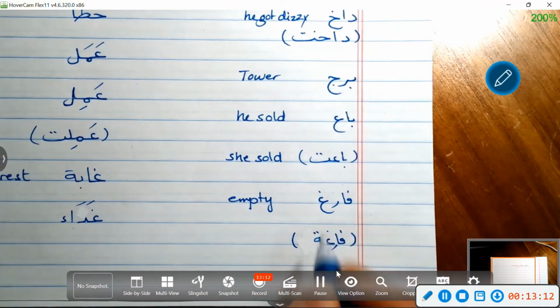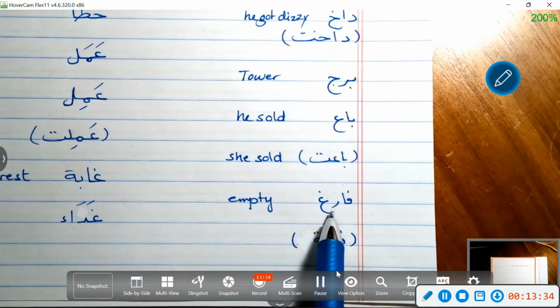فارغة doesn't mean she is necessarily, but it could be anything like feminine. It could be سيارة فارغة. It means the car is empty, because in Arabic, feminine and masculine apply to everything, not just to humans. So here, empty as فارغ applies to masculine words like a box is masculine, صندوق فارغ. While فارغة applies to feminine words like غرفة فارغة, a room is empty, a room is feminine. So this is the feminine form, this is the masculine form.